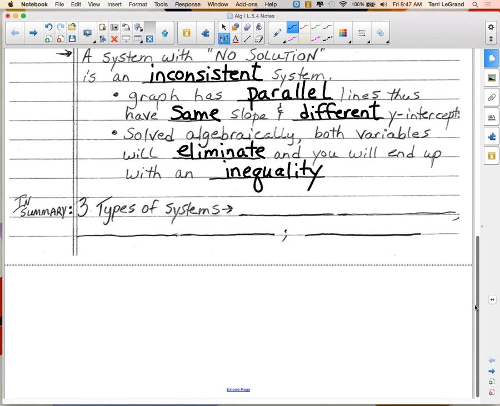Okay, so in summary, here's what we have to take from today. We have three types of systems. The first one being a consistent. So when you're naming them, this would be one of them. Consistent, independent. It has both names. That's one type of system. Consistent tells you there's at least one solution. Independent tells you there's only one solution. The second type of system is our consistent dependent.